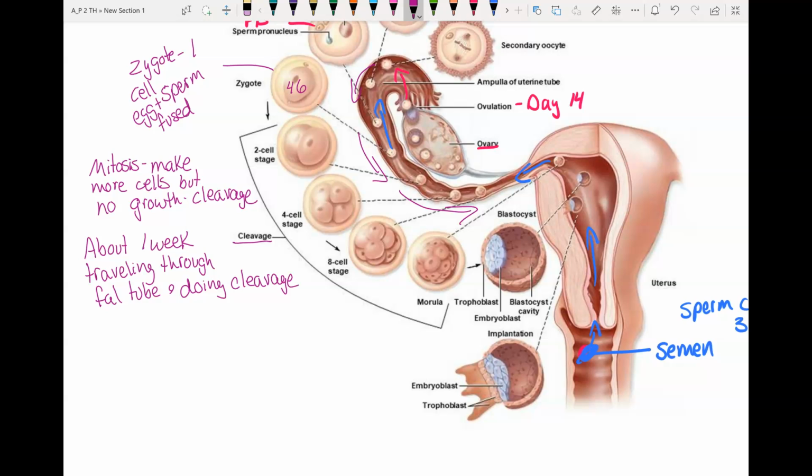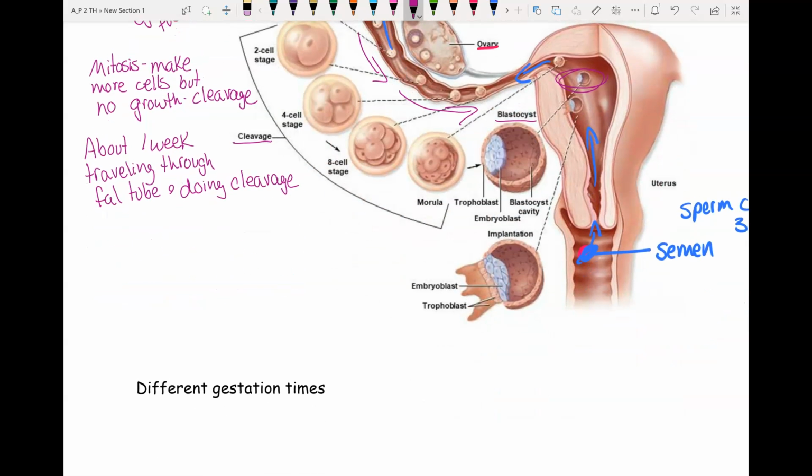By the time it reaches the uterus, so right here, this blastocyst stage, which you can see is right here, when you reach the uterus, then you have about 200 cells. So a blastocyst is about 200 cells that reaches the uterus. And you can see the cells have split into 2 groups. You have a trophoblast and an embryoblast.